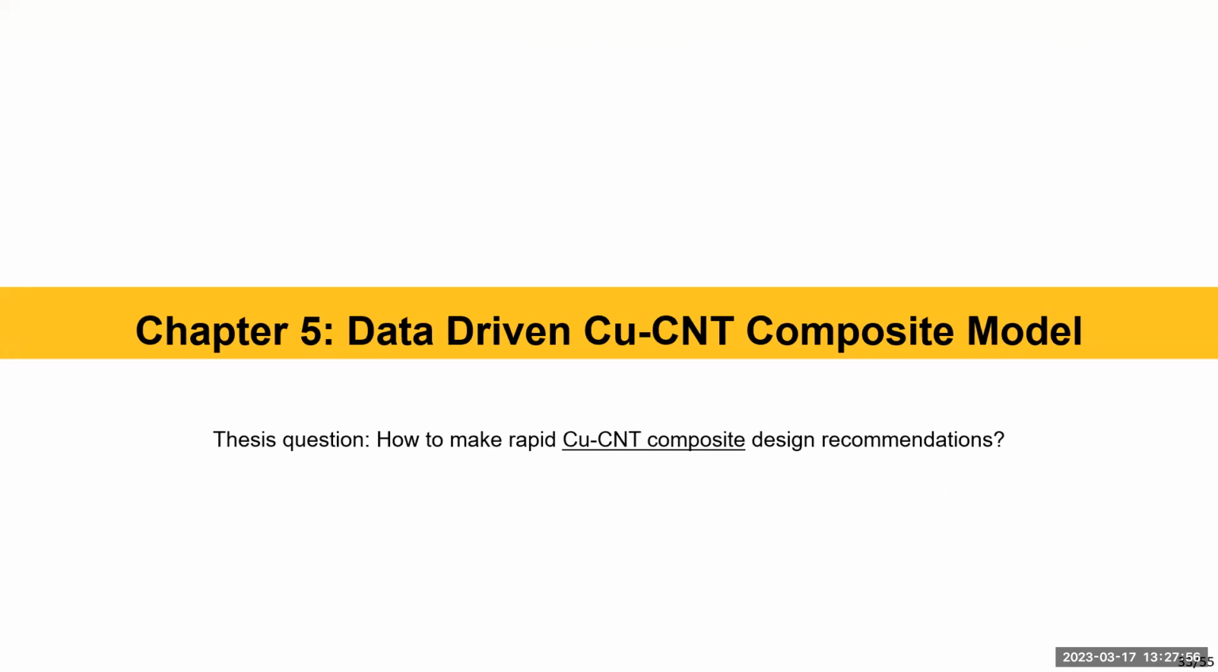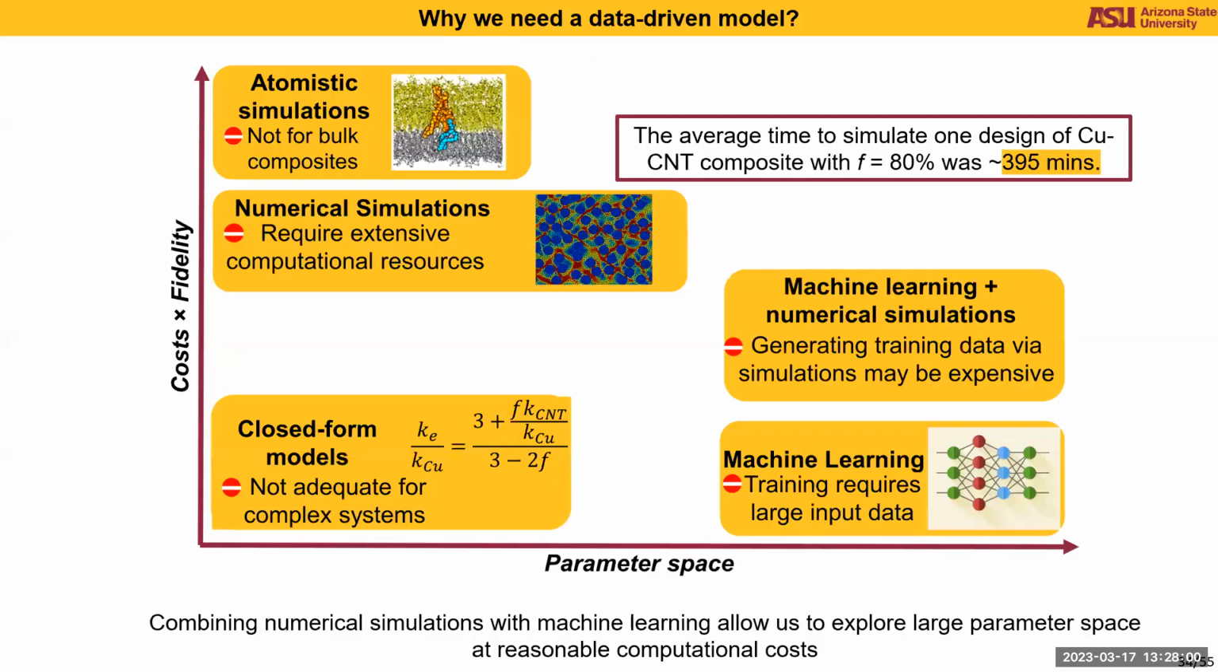So chapter 5 is the extension of chapter 4, which is data-driven models for copper CNT composites. Why do we need a data-driven model in the first place? Using FEM to simulate one design of composite with a CNT fraction of 80%, we spent around 400 minutes using a 2.2 gigahertz 6-core processor. And if we are required to simulate, let's say, 100 designs, it can take forever.